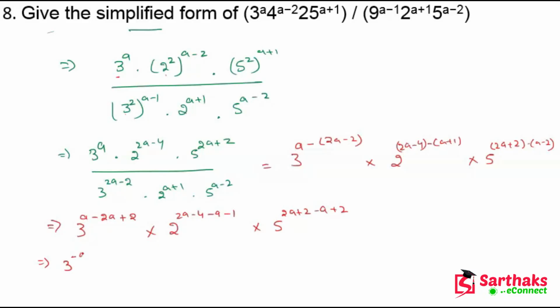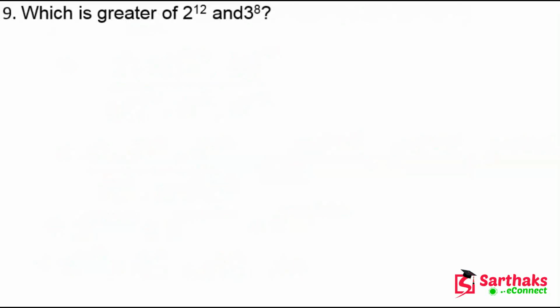This is minus a plus 2, into 2 raised to power 2a minus a, this is a, minus 4 minus 1, this is minus 5, a minus 5, into 5 raised to power 2a minus a, this is a, 2 plus 2, this is 4, a plus 4. So this is the answer. So we have 3 raised to power minus a plus 2, into 2 raised to power a minus 5, and 5 raised to power a plus 4. So this is the answer. I hope you understand these things.